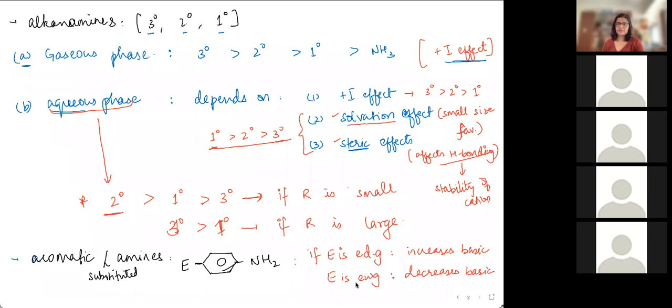Till now we have seen acidity, because carboxylic acid and phenol are all more on the acidic side. With amines, NH2, we're discussing basicity. So same idea, just reversed. Increased basic nature means it decreases the acidity. Decreased basic nature means increased acidity. The same thing.